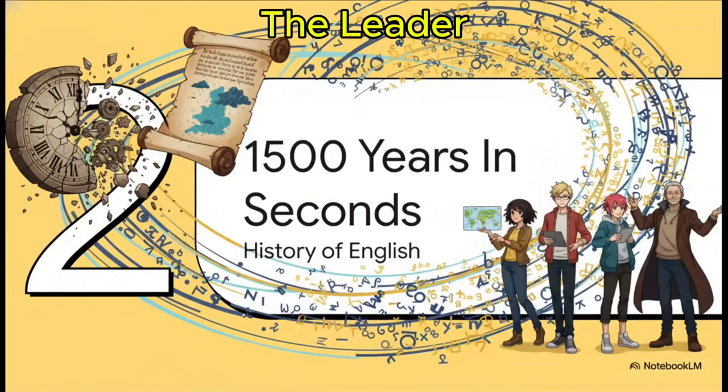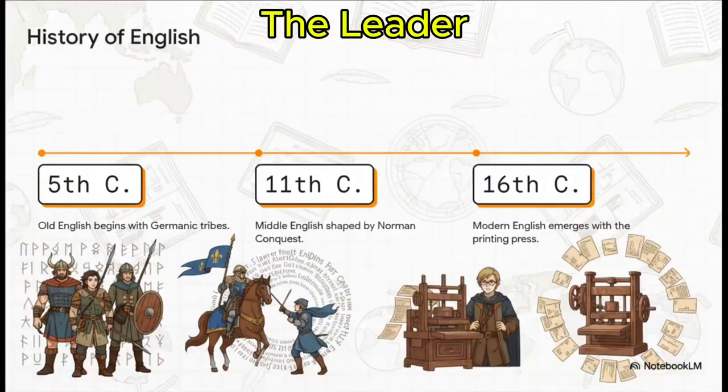Section 2. 1,500 years in seconds. So, how exactly did a language from a small, rainy island take over the world? Let's rewind the clock. Okay, back in the 5th century, Old English was brought over by Germanic tribes, specifically the Angles, Saxons, and Jutes. Fun fact, the word English literally comes from the Angles.